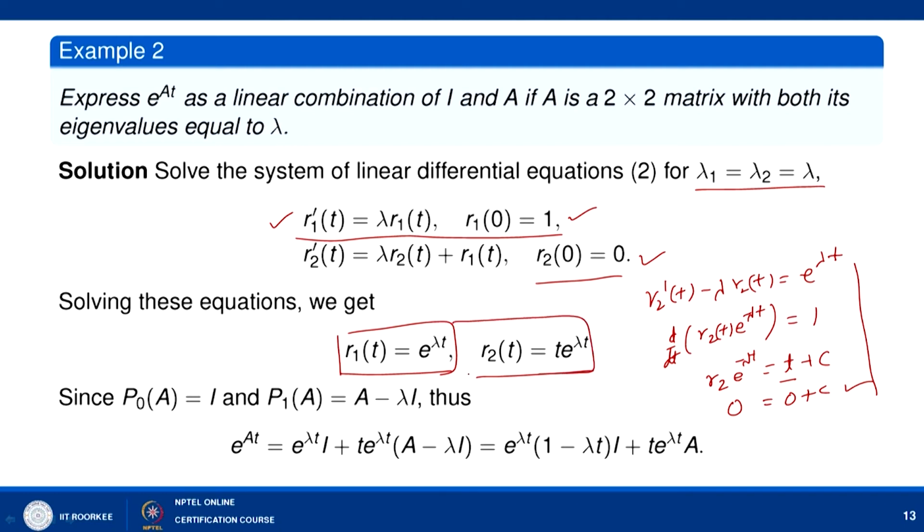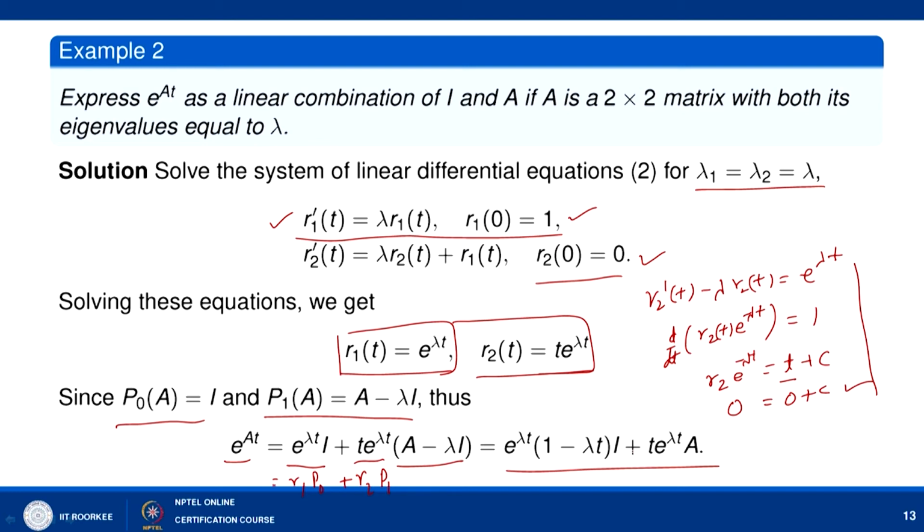So, here r1(t) and r2(t) are known to us now, and p0(A) is given as I, and p1(A) is nothing but A minus lambda I. So, now e^(At) is written as r1 p0(A), that is e^(lambda t) into p0, plus r2 p1 and so on. So, r1 is e^(lambda t), p0 is I, plus r2 is t e^(lambda t), and p1 is A minus lambda I, and we can write down the expression for e^(At) as e^(lambda t) (1 minus lambda t) into I plus t e^(lambda t) into A. So, this is true for any matrix whose size is 2 by 2 and all the eigenvalues are equal to lambda.